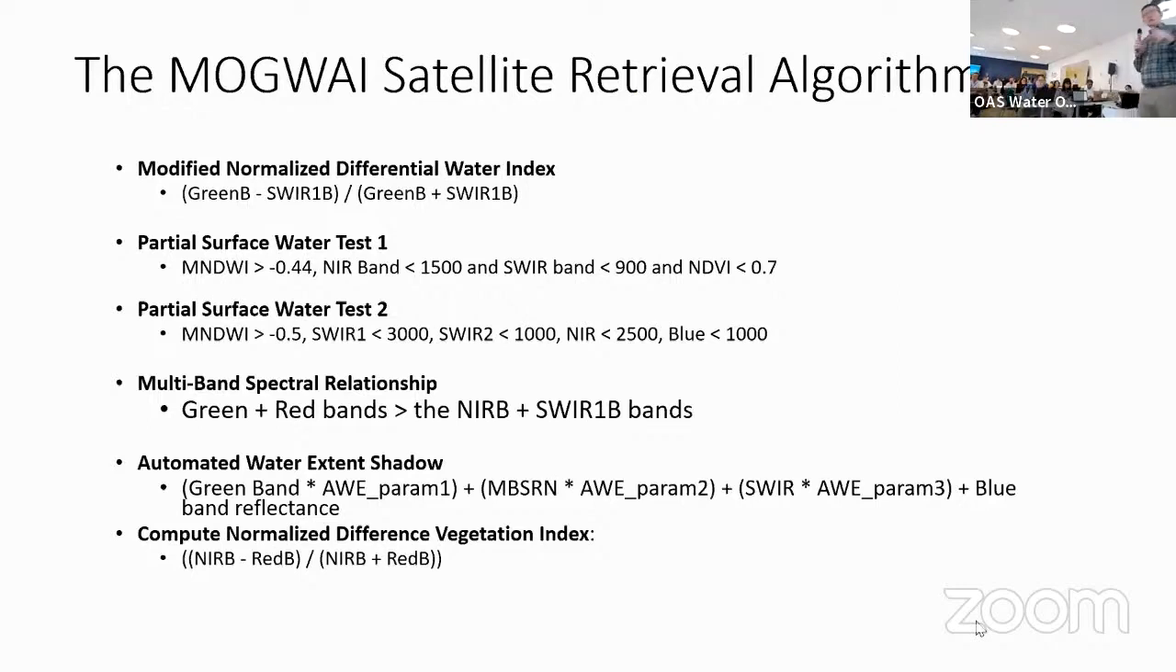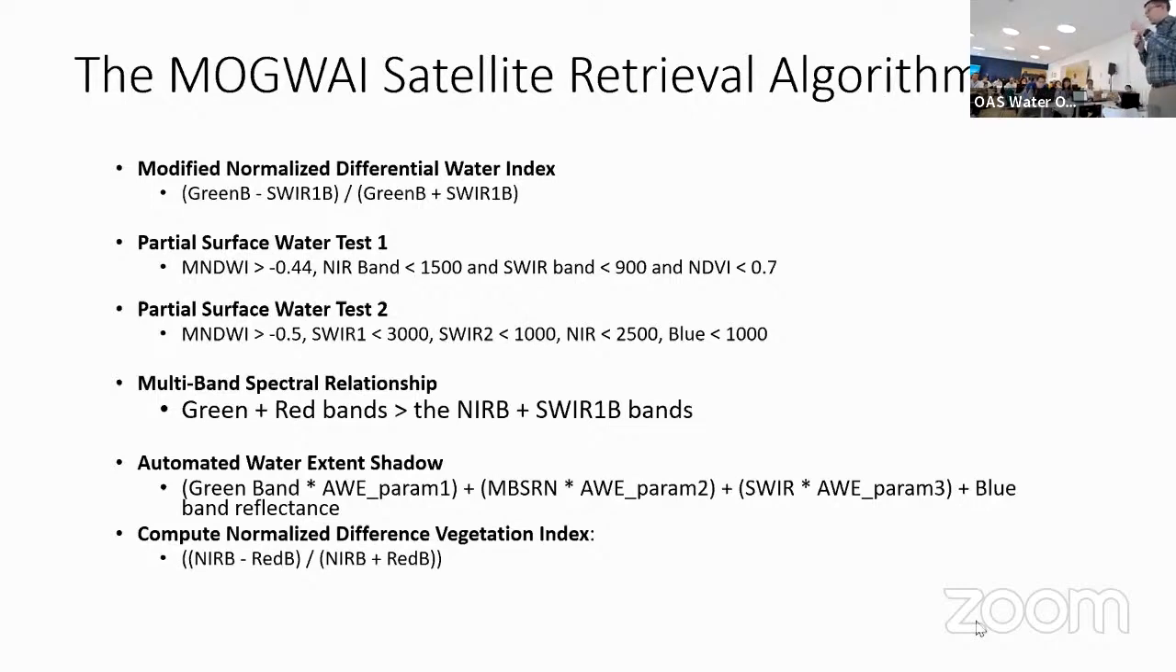Very simple algorithm. The next thing is there's two partial surface water tests, and it's actually the same test with slightly different thresholds. And the reason we do that is that there's a conservative value and a non-conservative value.